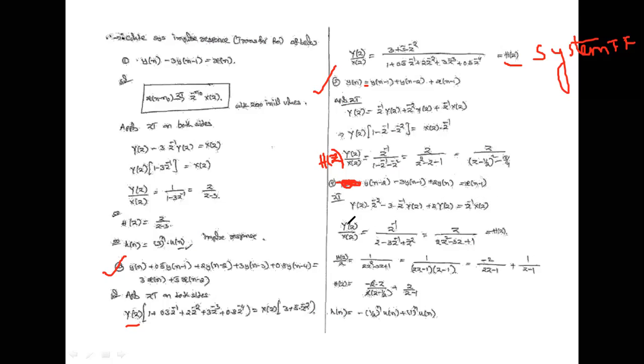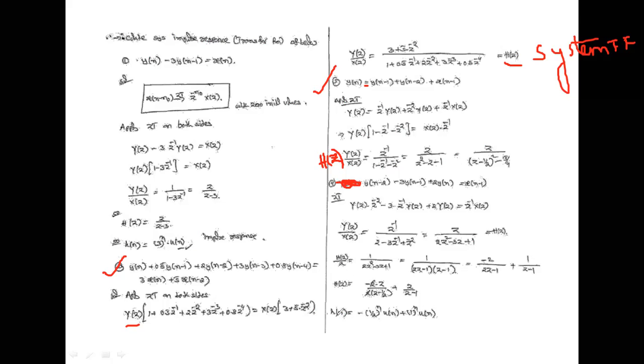So take the Y of z as common in the three terms. Y of z by X of z is equal to z inverse over 2 minus 3z inverse plus z power minus 2. Convert into the positive powers: z by 2z square minus 3z plus 1. Write the factors in the denominator: 2z minus 1 and z minus 1. Using the partial fraction expansion method, you can get a is minus 2 and b is 1.